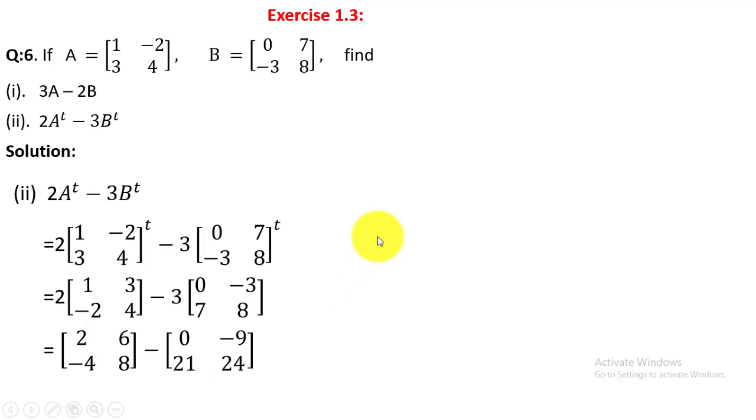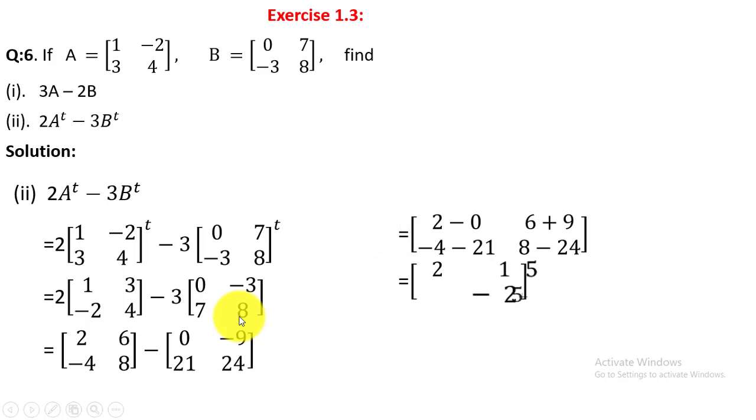In next, we find the difference of these two matrices, that is equal to 2 - 0, 6 + 9, -4 - 21, 8 - 24, that is equal to the matrix having elements 2, 15, -25, -16. Its first part solve yourself.